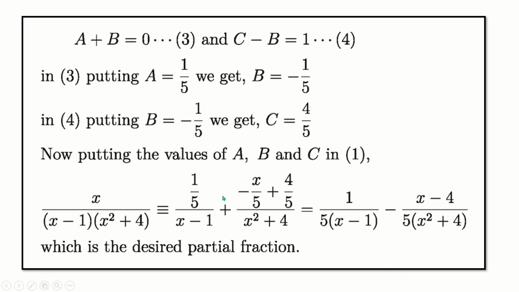Now putting the values of a, b and c, we will get here 1 divided by 5 into x minus 1, and here minus x minus 4 by 5 into x square plus 4, which is the desired partial fraction. Clear?